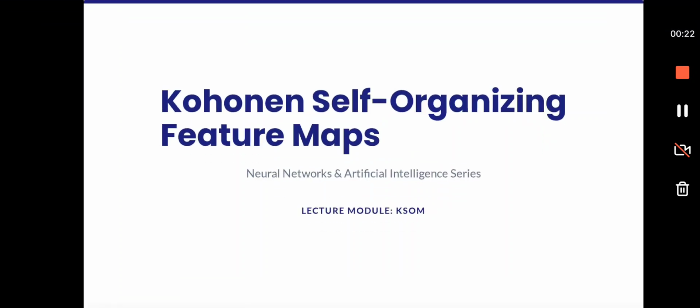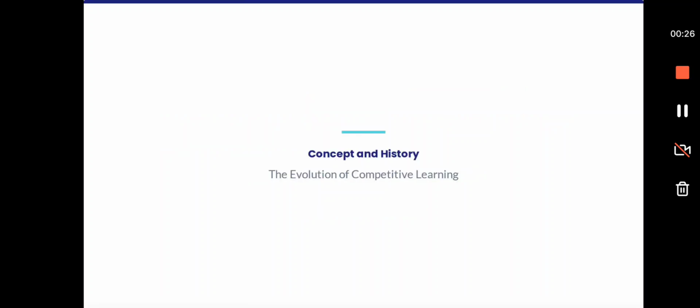First, let us understand the history of KSOM. This slide introduces the evolution of competitive learning. KSOM is based on the concept of self-organization and competitive learning in neural networks. It has become an important technique in unsupervised machine learning.